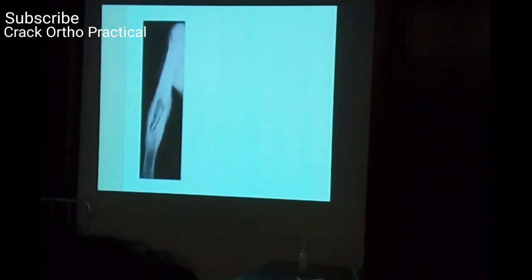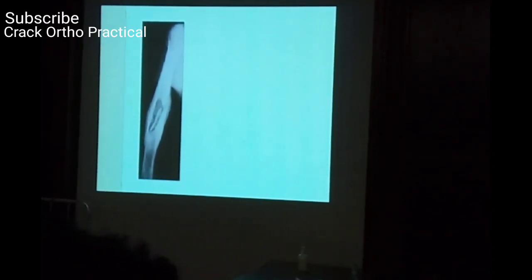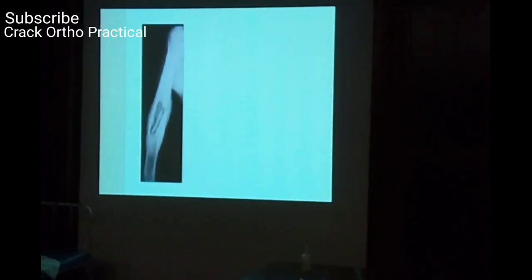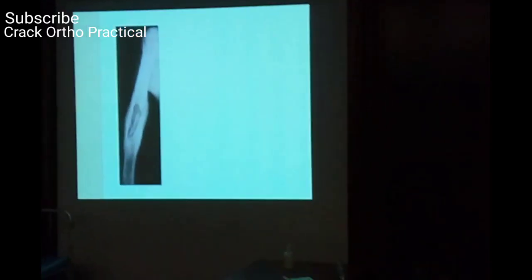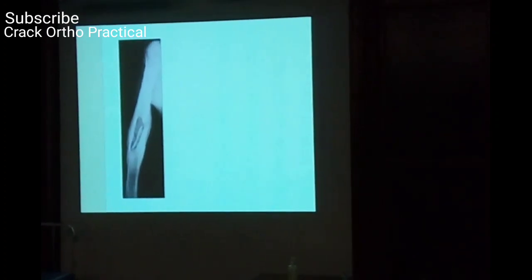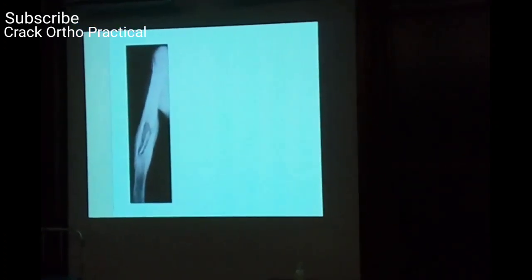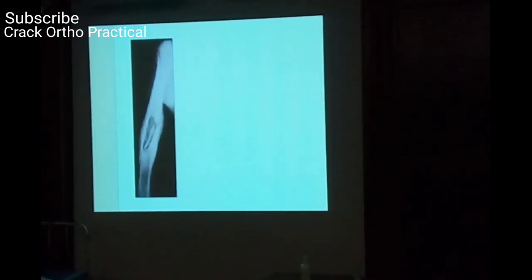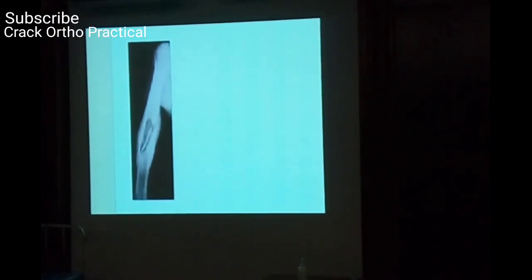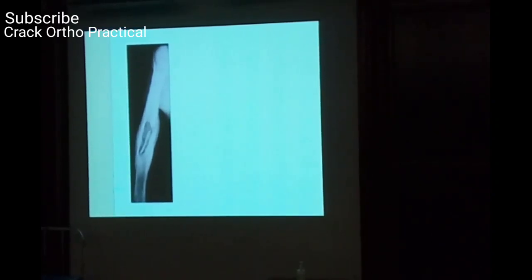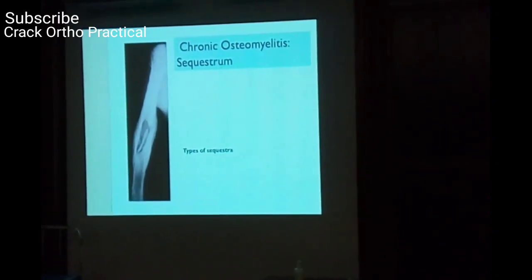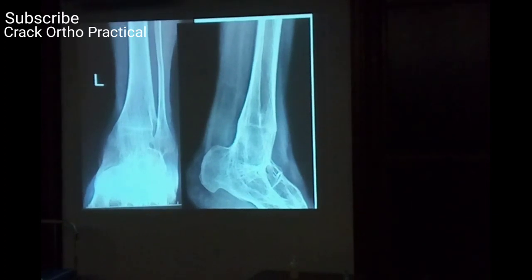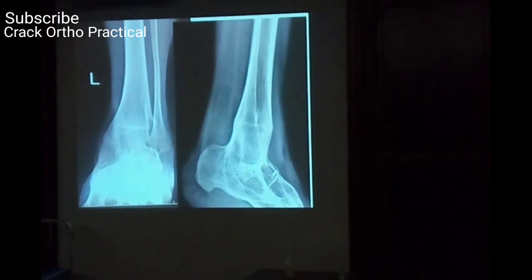Just tell me the pathology. What is the pathology? Osteomyelitis. Osteomyelitis seen in the diaphyseal region with sequestrum. Large sequestrum seen and surrounded by involucrum. And there is a lot of periosteal reaction. You can expect the type of sequestrum and other questions to go like that. Last one.